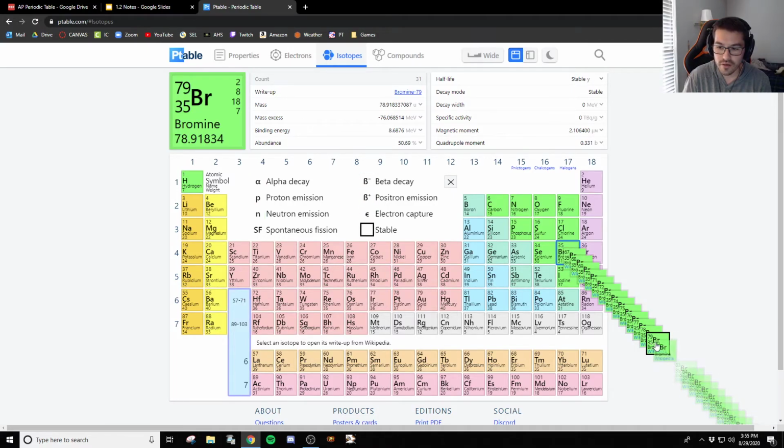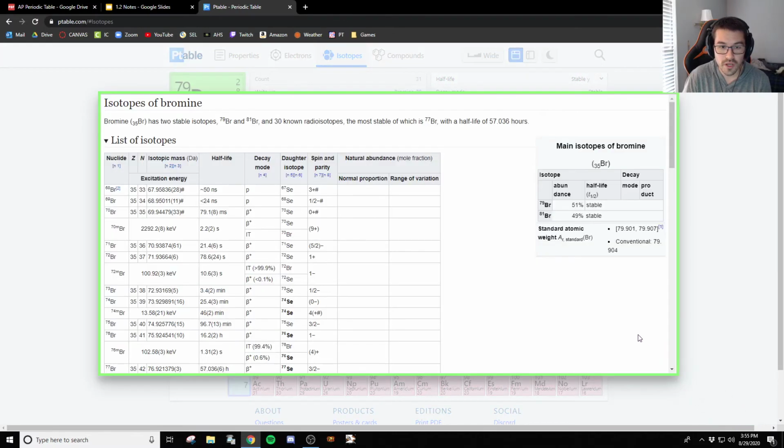If you click on the isotope, at least for bromine, it pulls up a page here. This is actually from Wikipedia, and on the side here there is a bit of a simplified tabulation of the isotopes of bromine. As you can see here, there are only two.